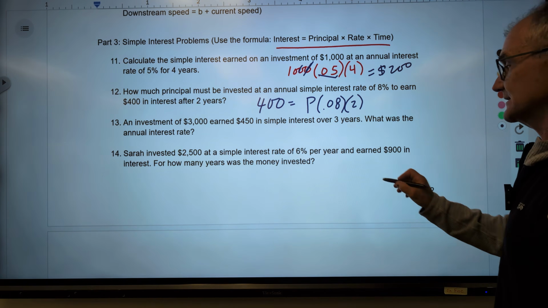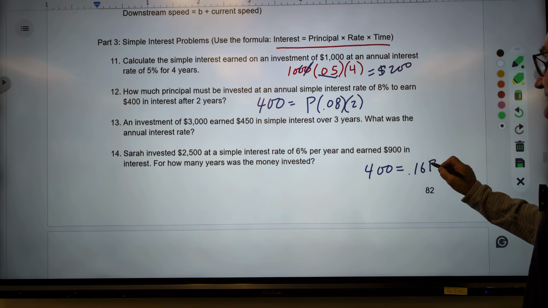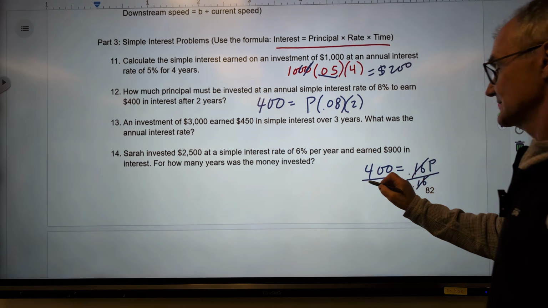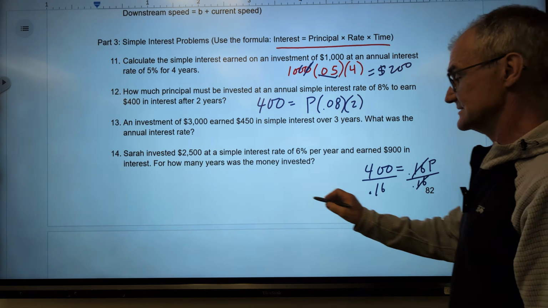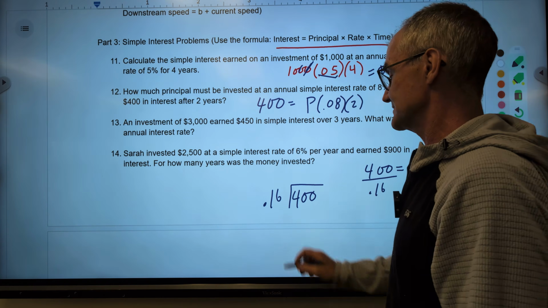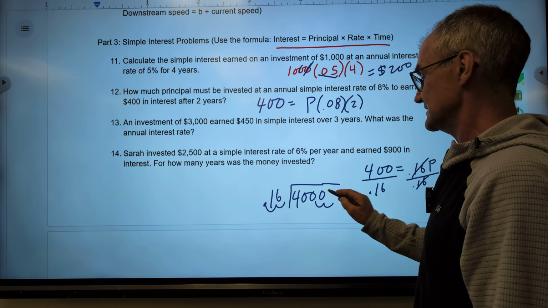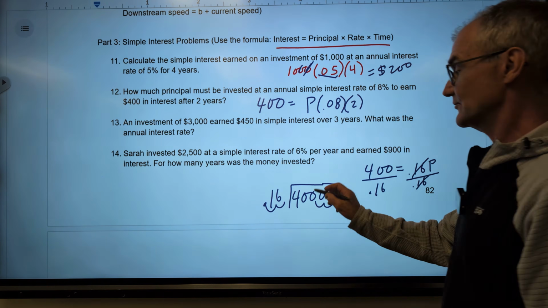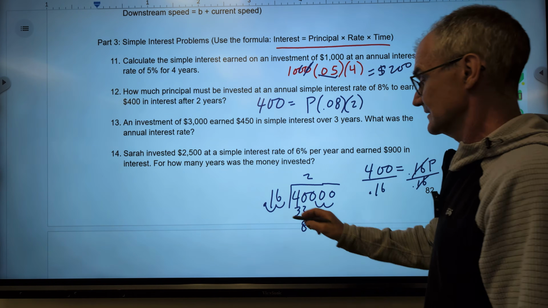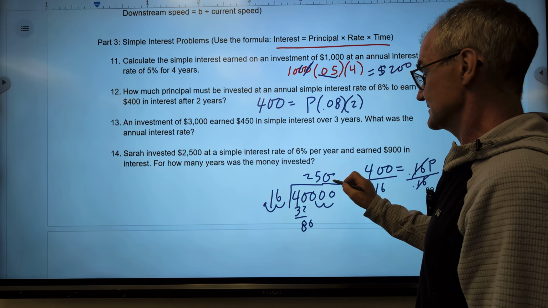2 times 0.08 is going to be 0.16 times P. Got to divide both sides by 0.16 to get principal by itself. Now I have 400 divided by 0.16. So I got to go 400 divided by 0.16. I'm going to move this over 1, 2. From here I go over 1, 2. So that's 16 into 40,000. It'll go into 40 twice. Give me 32. 80. 16 goes into 80 5 times. And then it's going to be 0, 0.